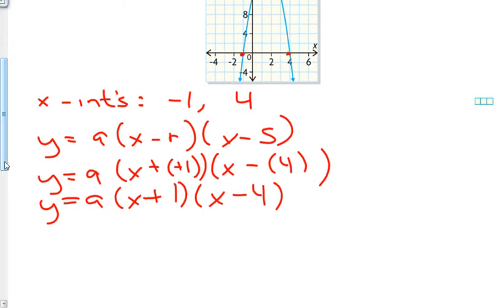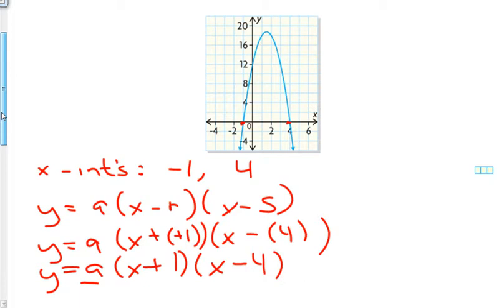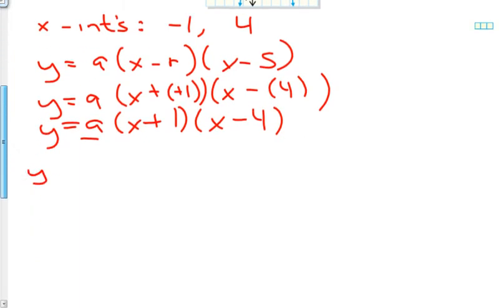Okay, now I just need to figure out, well, what's my value of a? Let's look back at this graph. My y-intercept is 12. So that means the point coordinate for that is going to be (0, 12). That's the location of my y-intercept. I can substitute this 12 in for y so that I can find a.